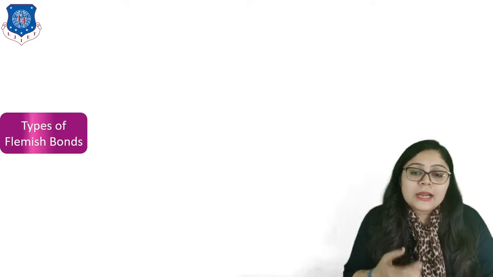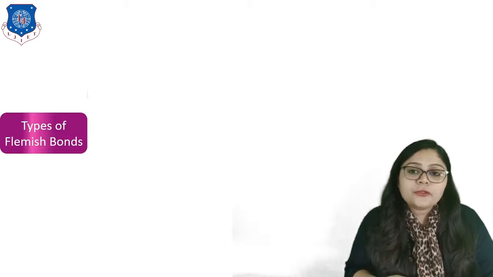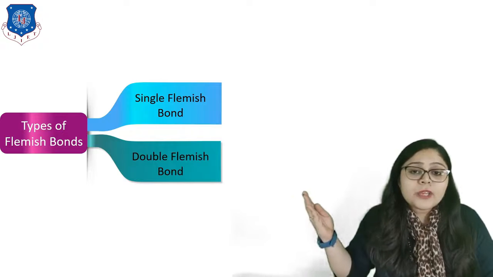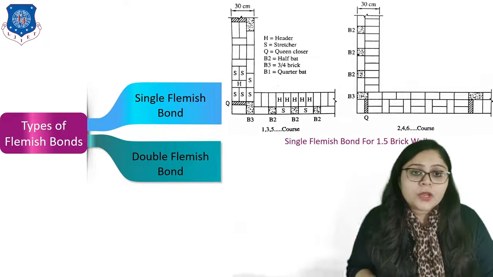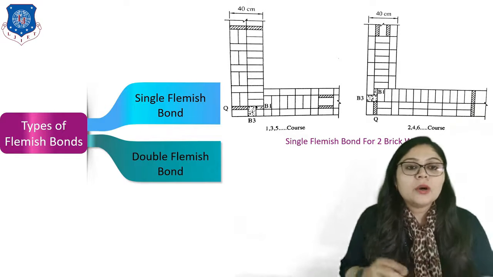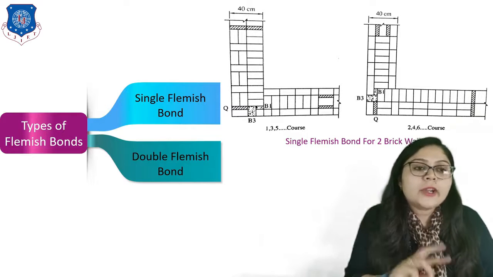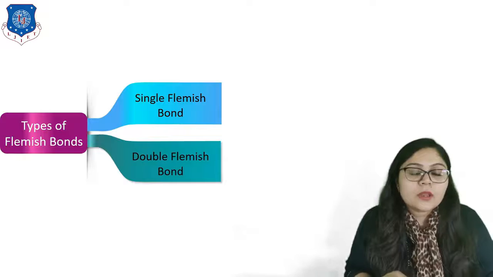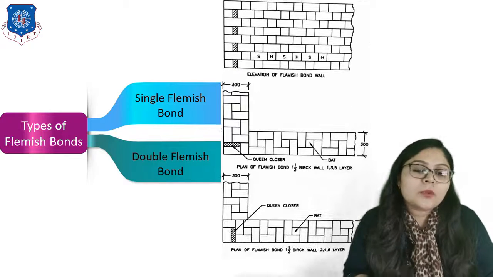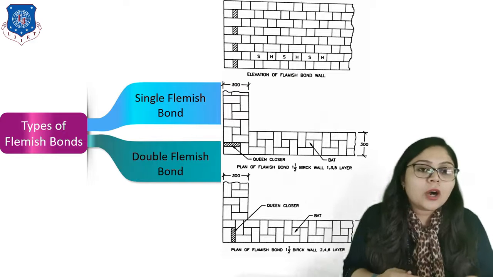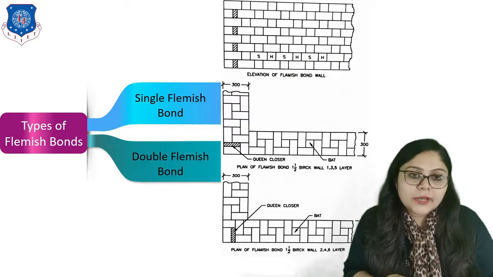Now let's discuss different types of Flemish bond. Again, it can be divided into two types, single Flemish bond and double Flemish bond. In single Flemish bond, only front view is visible, having alternate arrangement of header and stretcher. While in double Flemish bond, even in back side you can utilize that view of header and stretcher arrangement.